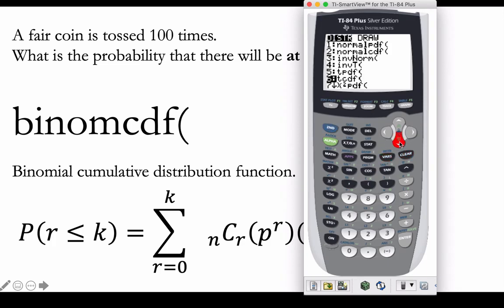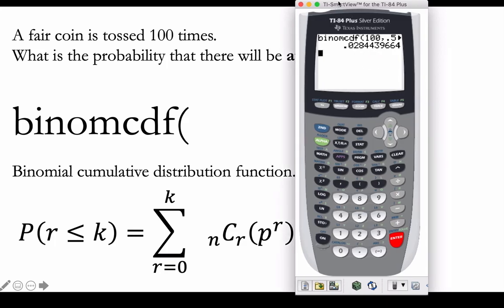So we could do, clear this off, second, vars, and then we go down, down, down, down. It's probably going to be the letter B, but I don't want to risk it. Keep going, and boom, there it is, letter B. Binomcdf, same idea: number of trials, we've got 100. The probability that we're looking for is 0.5, and the number of successes is up to 40 this time. And hit enter. And it's about 2.8%, right? So actually not that much higher there.